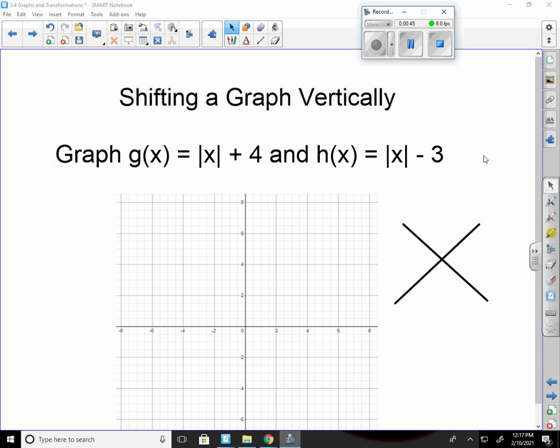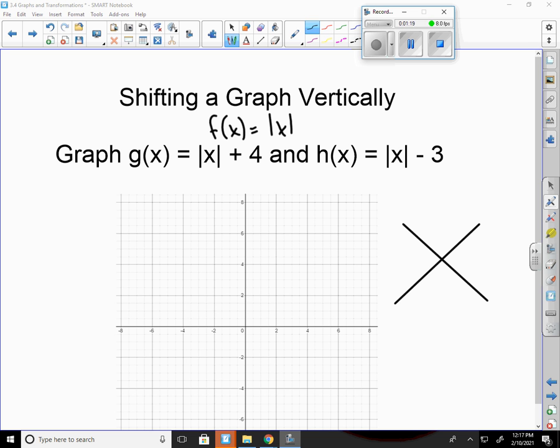All right, whenever we're shifting a graph vertically, we have absolute value of x plus 4. That's our g of x, and our h of x is absolute value of x minus 3. Now, what would the parent function for this one be? Yes, parent function, f of x is the parent function, and that would be the absolute value of x.